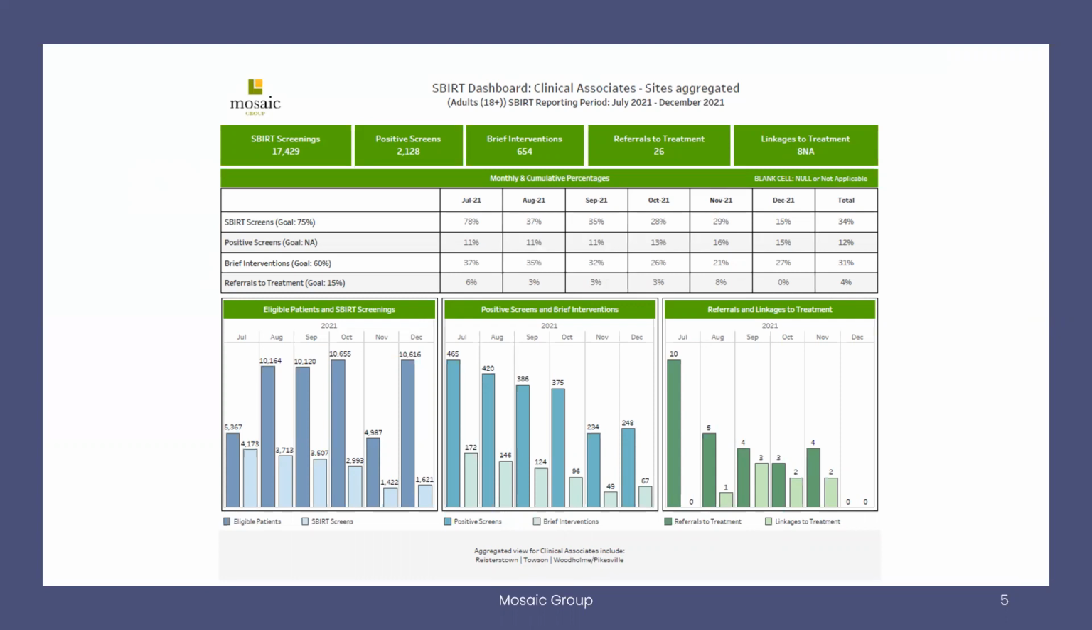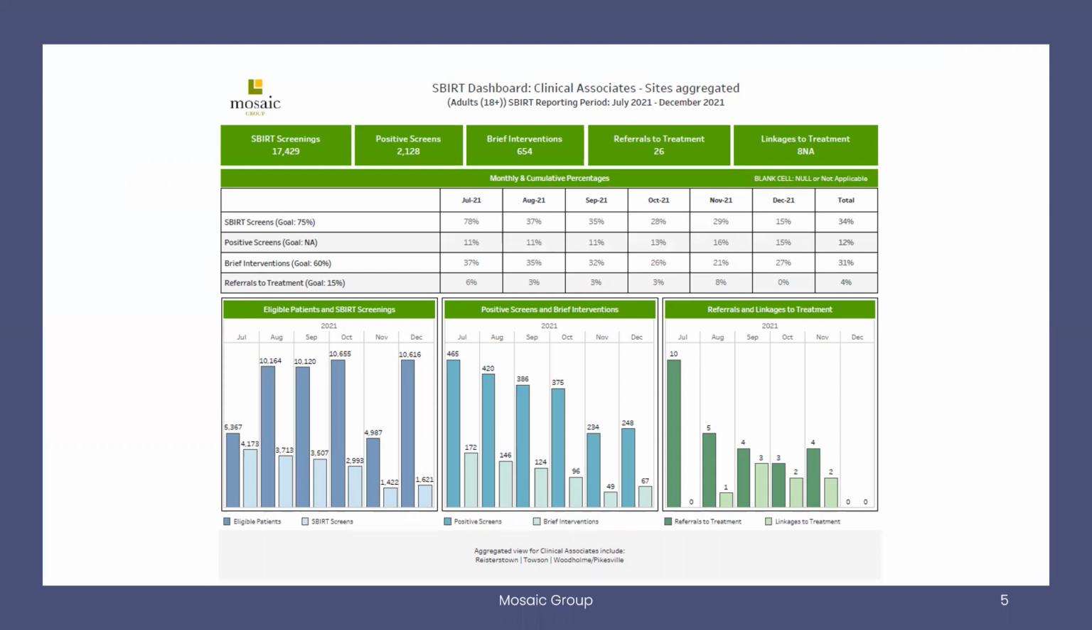We can see here it started really strong in July of 2021 and then fell off pretty systematically over the months until we got to about a 15% screening rate in December. Cumulatively, all sites are at about 34%. The positivity rate, those patients identifying some type of moderate to high risk substance use behavior, falls anywhere from 11 to 16%, which is around the national standard, but demonstrates the value in the screening and talking with patients, as we're seeing these numbers.